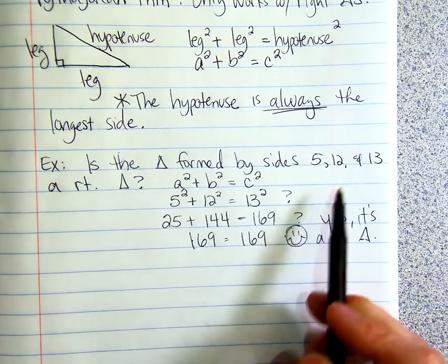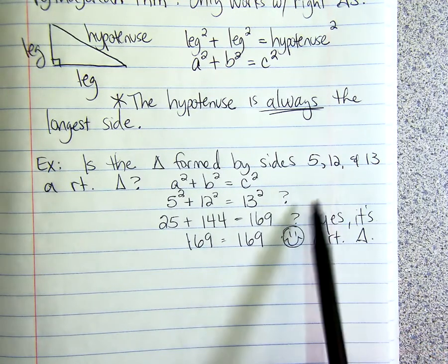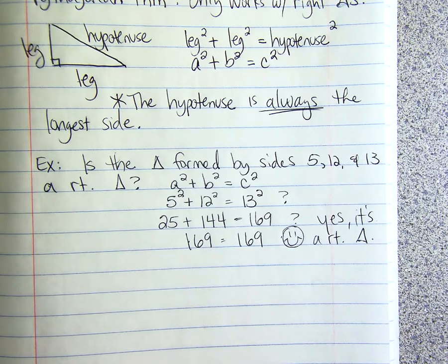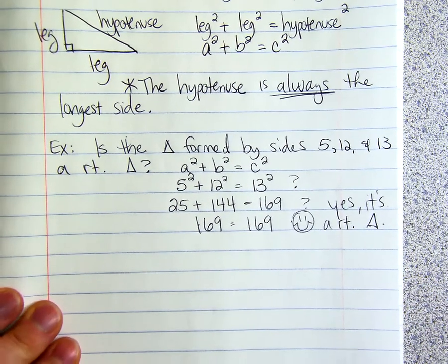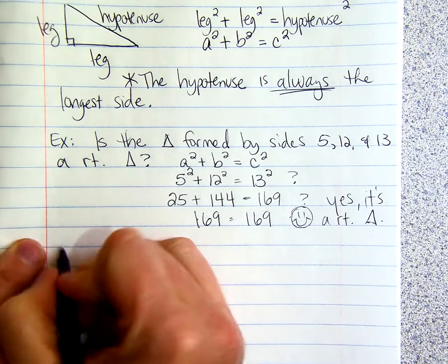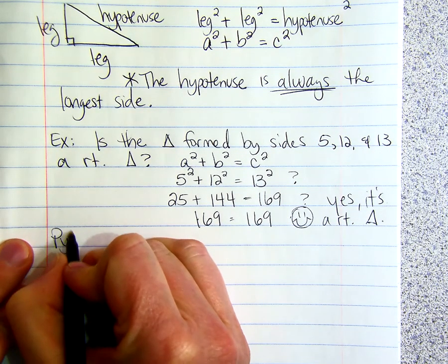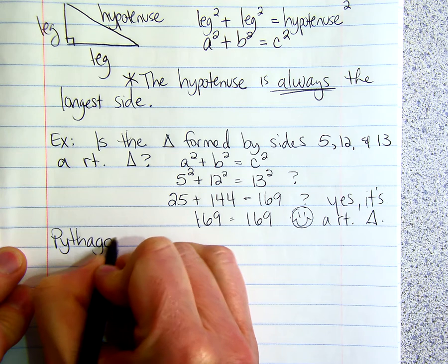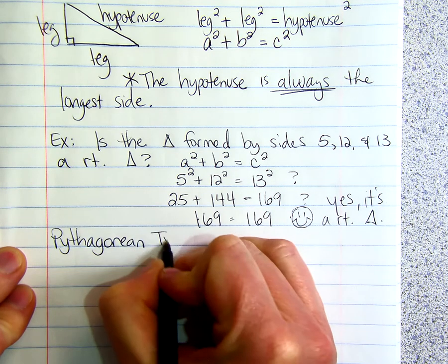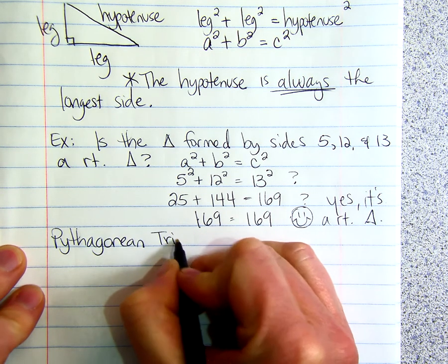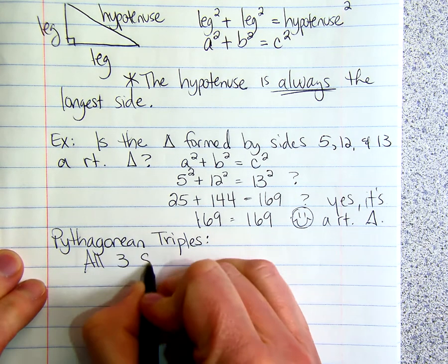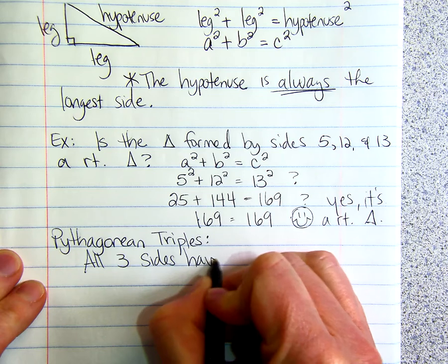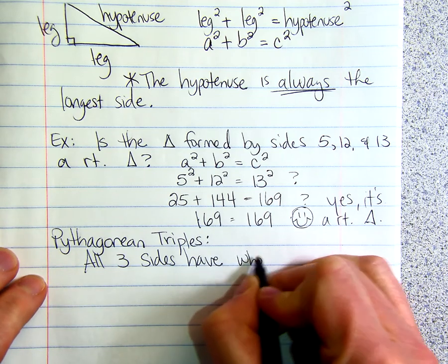Okay, if you notice all three of these numbers, 5, 12, 13, they are whole numbers. This particular right triangle is called a Pythagorean triple. So a Pythagorean triple has all three sides as whole numbers, and it is a right triangle. So all three sides have whole number lengths.